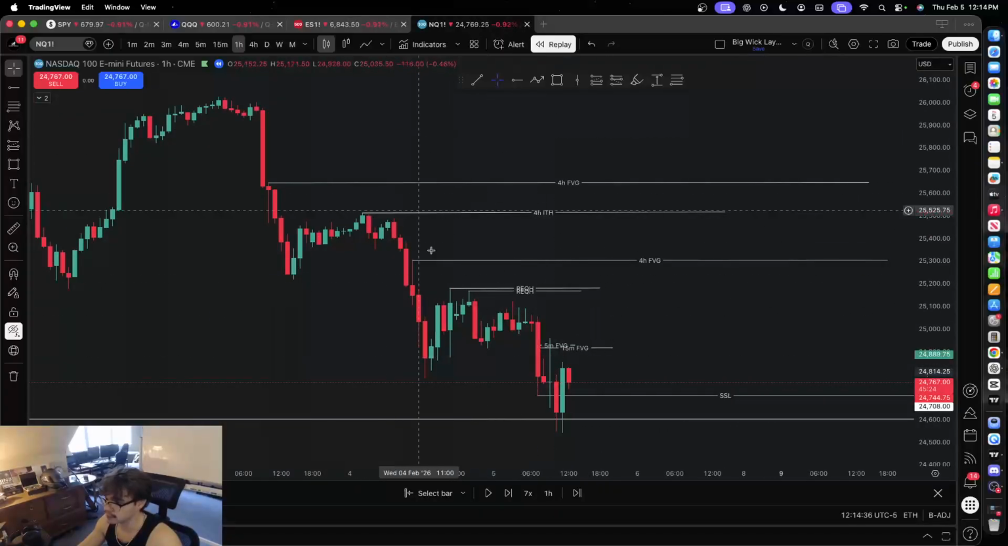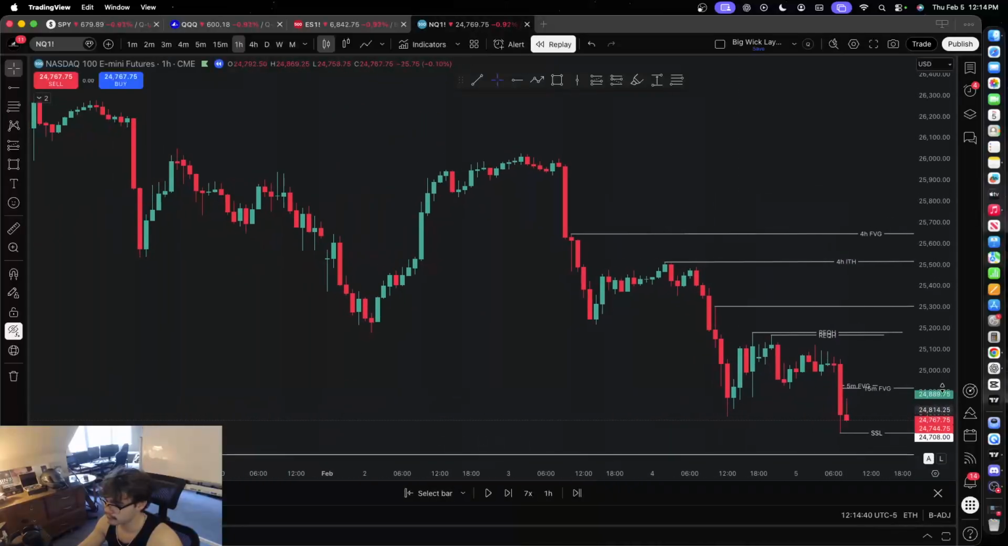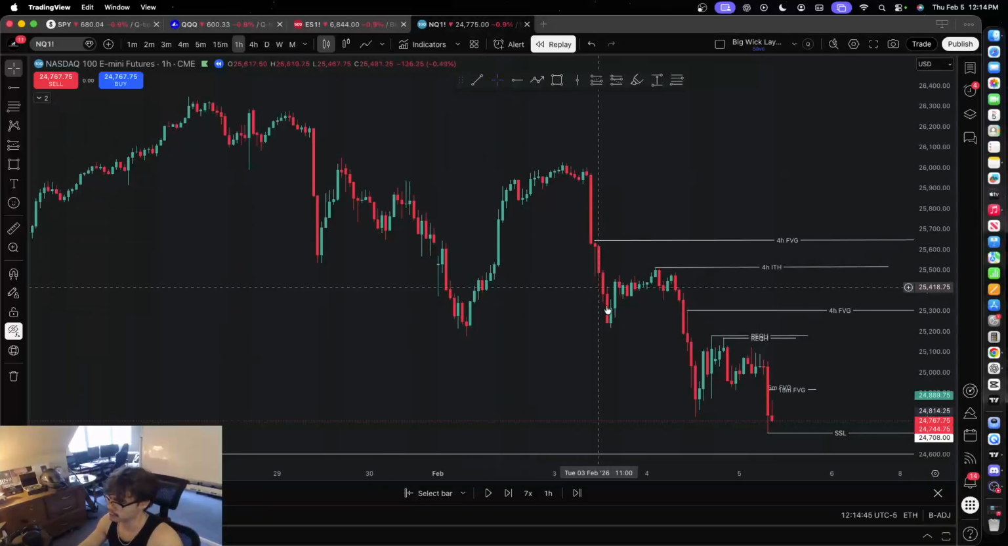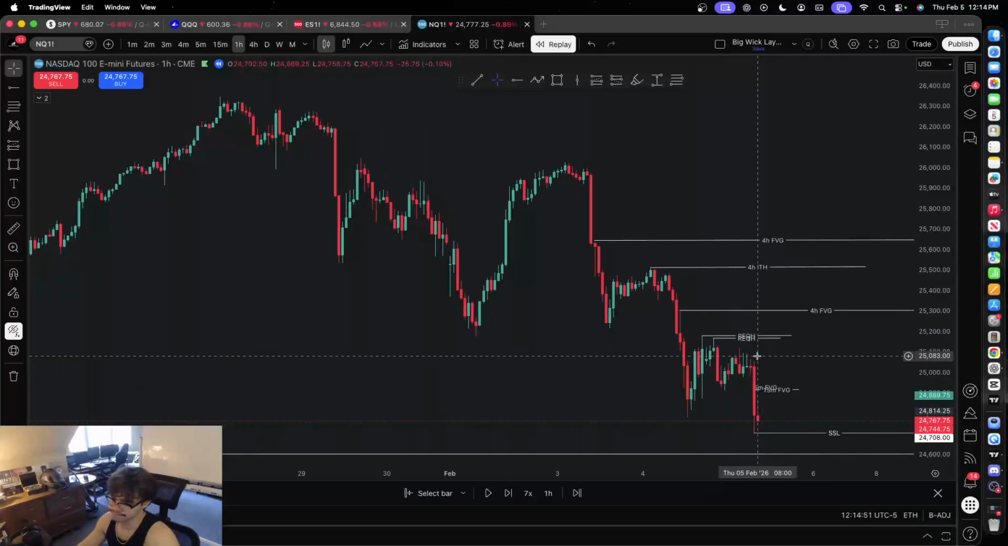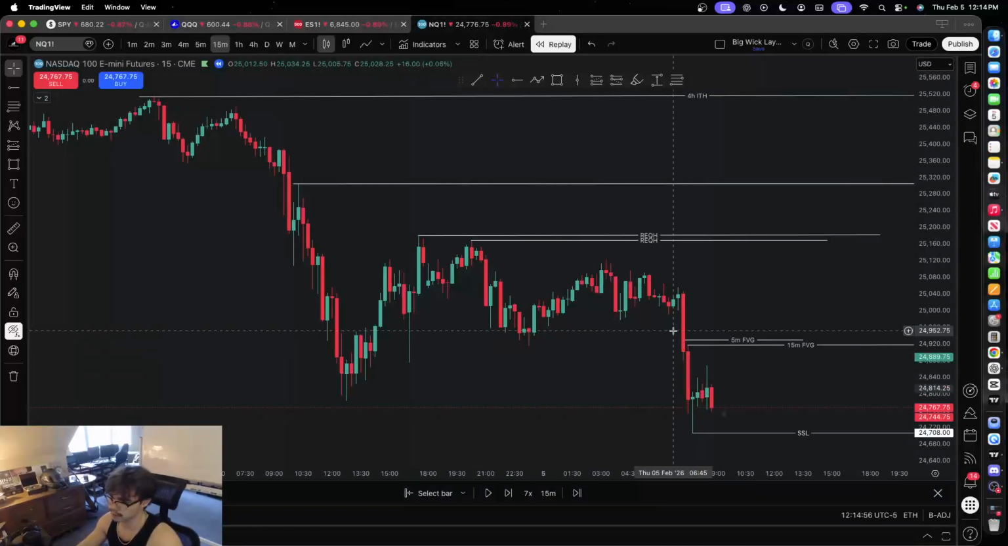So looking at this, we clearly can see the trend. Start, lower high, lower high, lower high, bam, extension. Right before market open, we saw some sell-off that helped me form a bias.